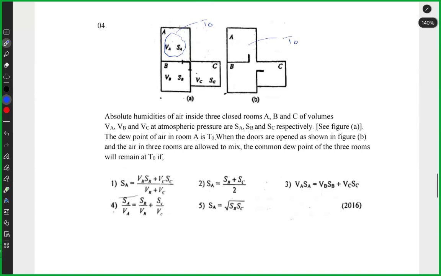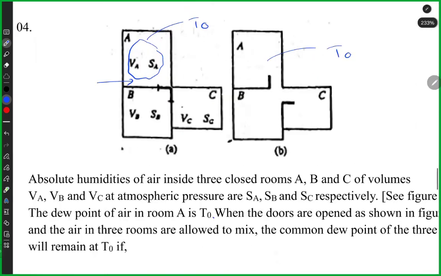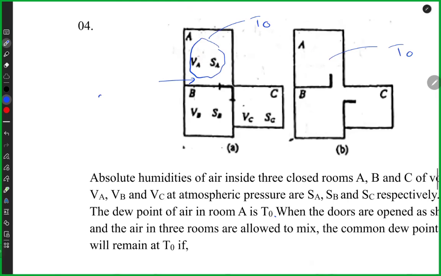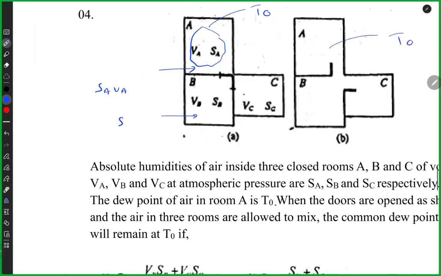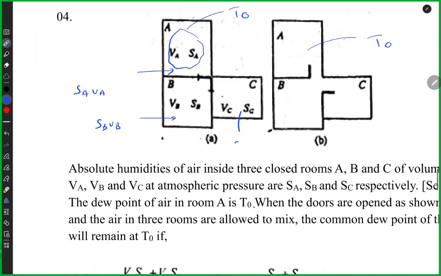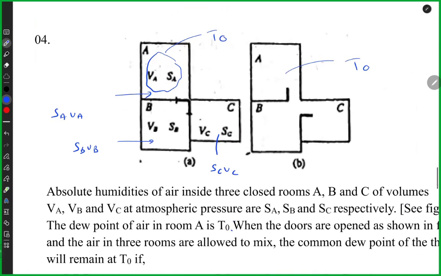So what is the mass of water vapor in room A? It is ρA VA. The absolute humidity is the water vapor density, and if you multiply it by the volume, you get the mass of water vapor. So ρA VA here, ρB VB here, and here we have ρC VC. Now what's the total mass of the water vapor? That's going to be ρA VA plus ρB VB plus ρC VC. That is going to be the total mass, isn't it? Total mass of water vapor.